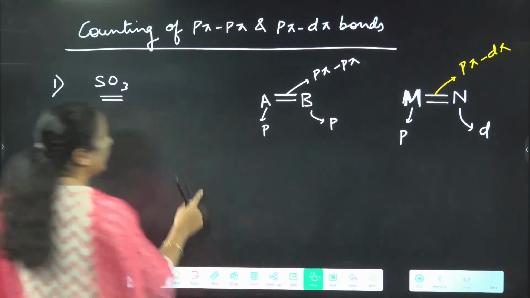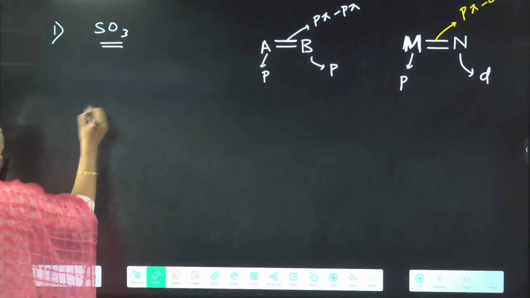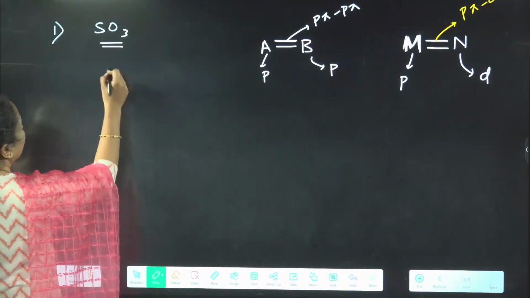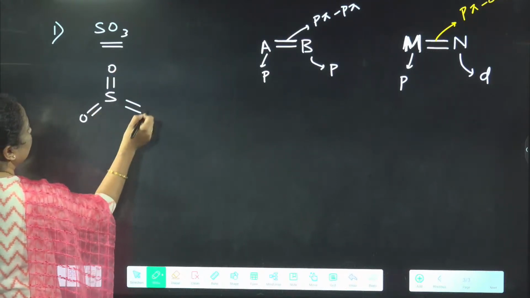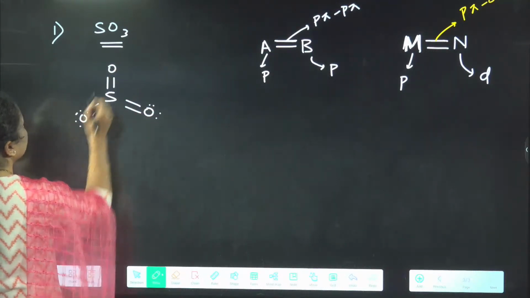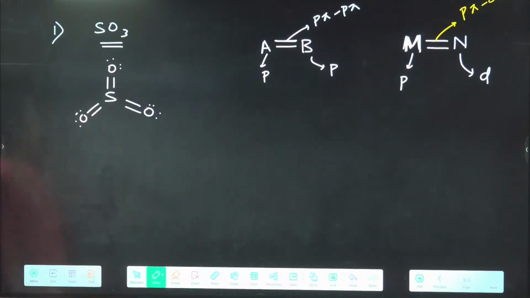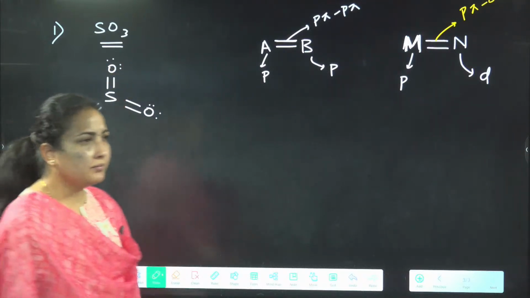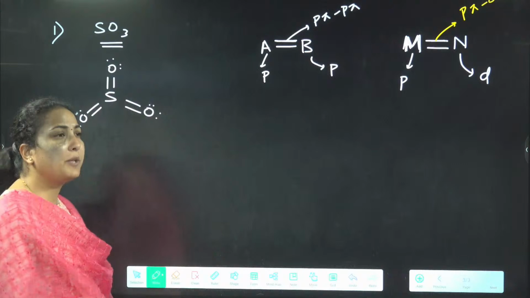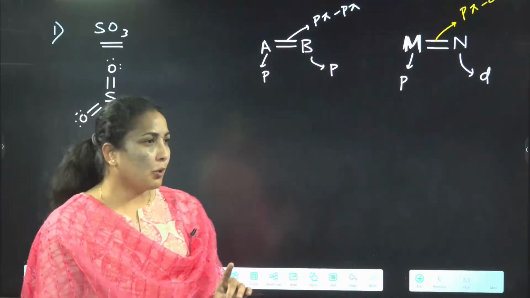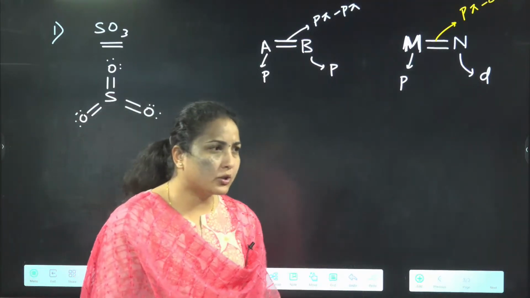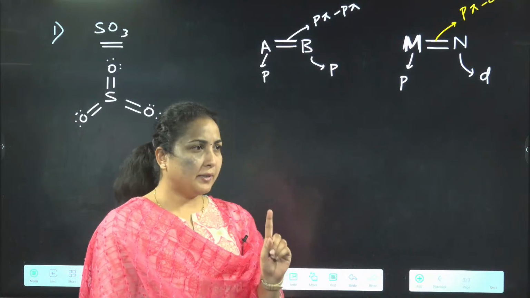Now in case of SO3, let us try to understand this. In case of SO3, do we know this is the kind of structure which exists here? Right? So sulfur is making 6 bonds. Are you able to see total 6 bonds sulfur is making? So for making 6 bonds, sulfur should have 6 unpaired electrons or not? It should have 6 unpaired electrons.